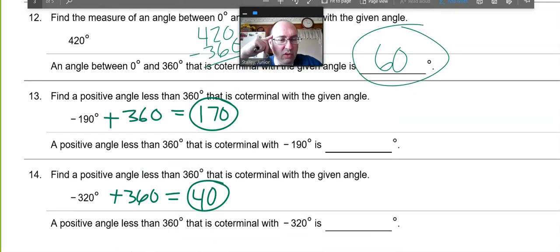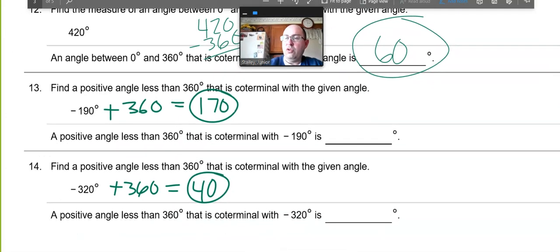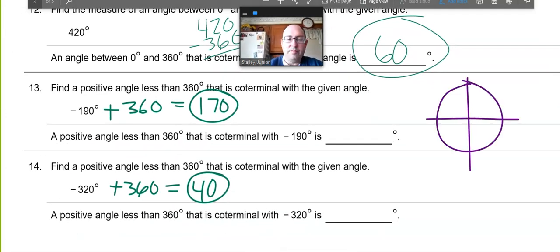How about finding a positive angle less than 360? So I started off with negative 190, so I decided to add 360. And when I did that, I found 170 degrees. Keep in mind, folks, all we're doing, you're looking at a circle, and you're at negative 190. Negative 190 is like over here, because you're going in this motion. And we want the positive angle. So hopefully that red angle makes sense that it's positive 170.